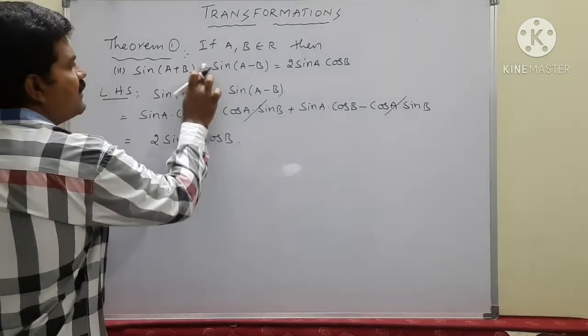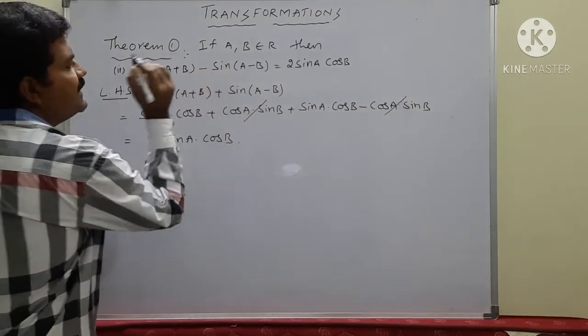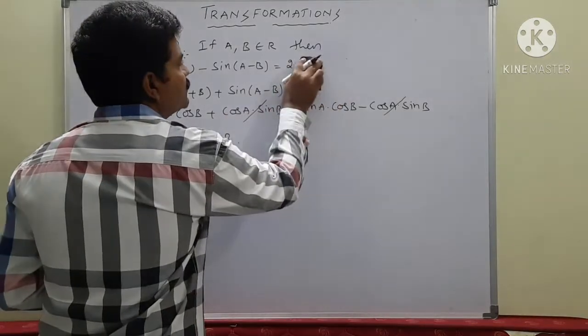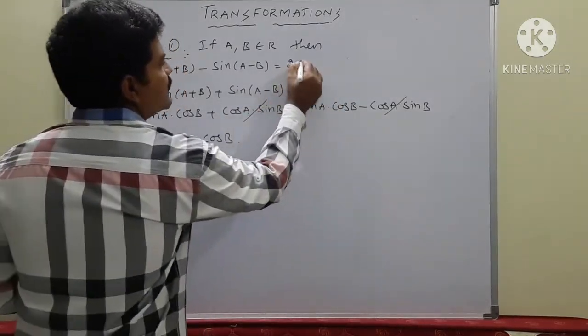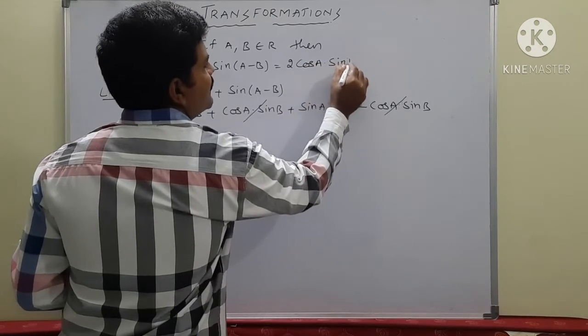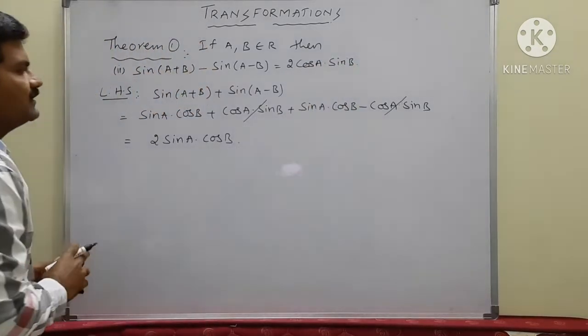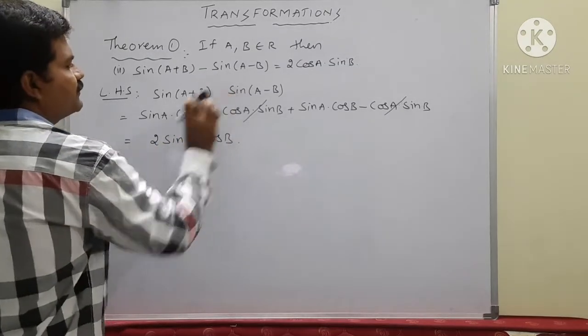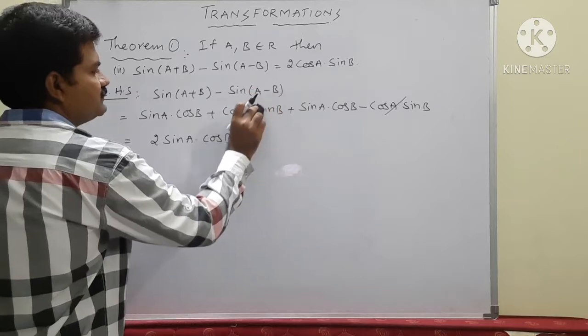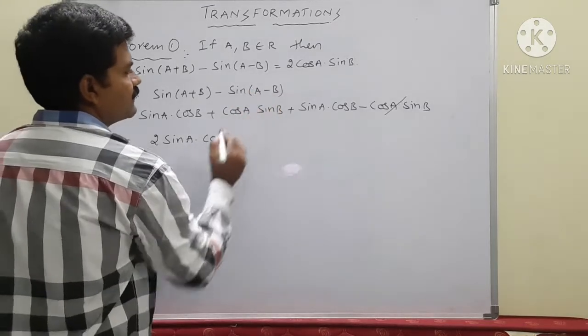So coming to the second theorem, sin of a plus b minus sin of a minus b, which is equal to 2 cos a into sin b. So same formulas, just we need to change the sign. Okay.